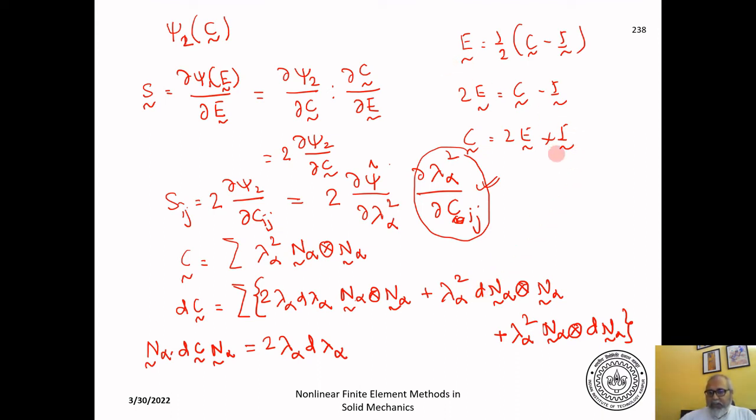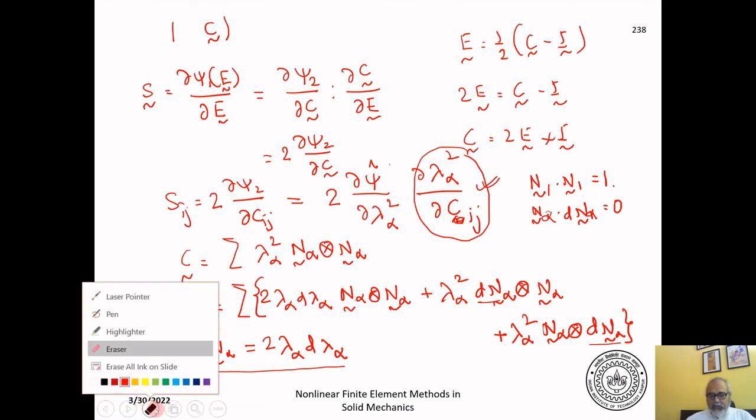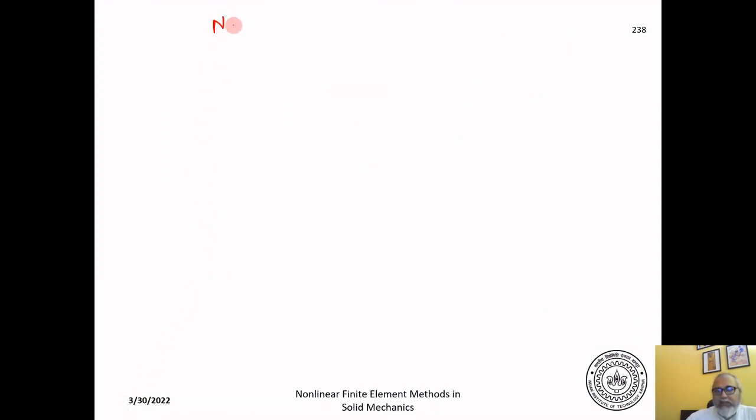Now here, we again have, let's say, n1 dot n1 equal to 1, which means that n1 dot dn1 is equal to 0, because these are orthonormal. n alpha dot dn alpha is also equal to 0. So when you pre-multiply by n alpha, this goes to 0. When you post-multiply by n alpha, this goes to 0. So these two terms will vanish, and this is the only term that will remain. So starting from this, let me raise it. So I have n alpha dot dC times n alpha equal to 2 lambda alpha d lambda alpha. This is what I have.